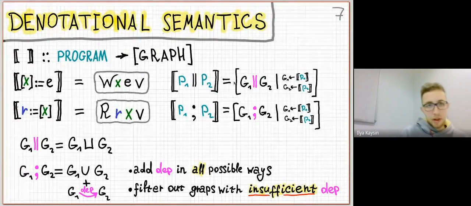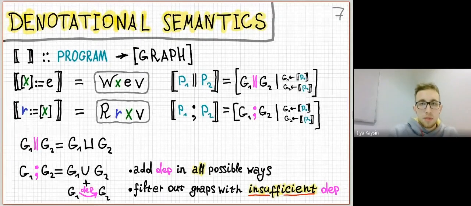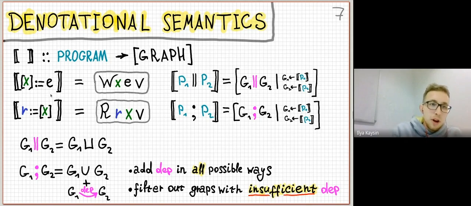Okay, so remember that our goal is defining the semantics, and semantics takes a program and produces a list of graphs, a list of executions, behaviors that we represent by graphs. So let's define the semantics compositionally, or denotationally, in other words. For example, if our program is a single instruction that writes an expression e to a location x, then we produce an infinite list of graphs where every graph is a singleton graph.